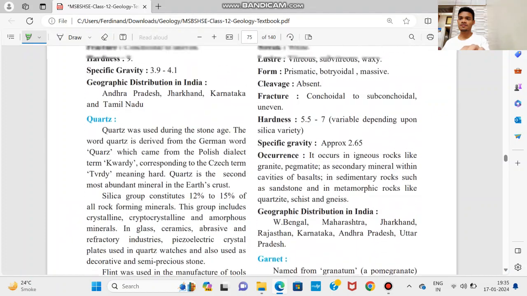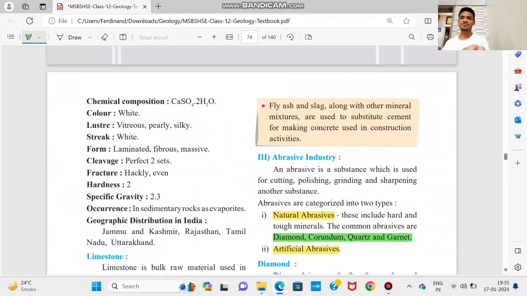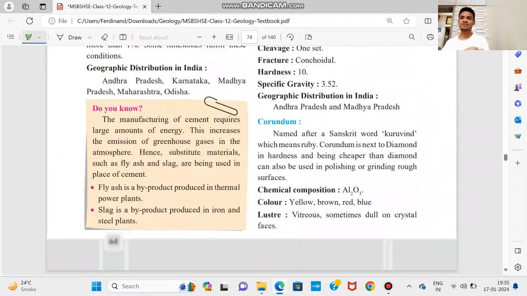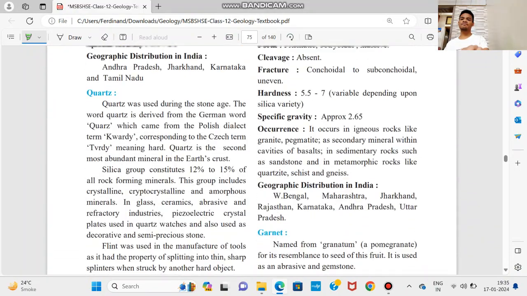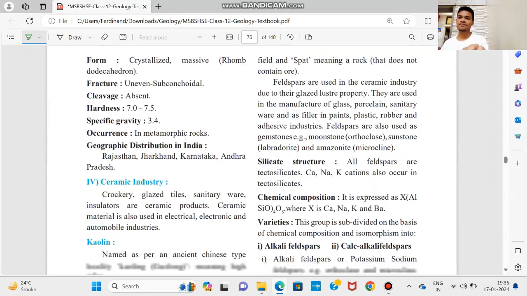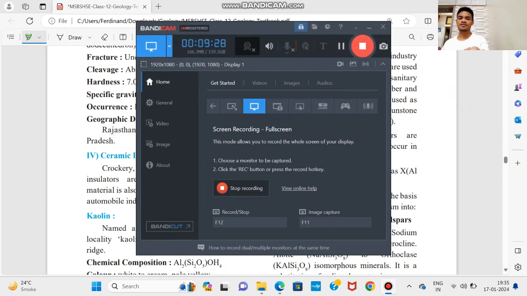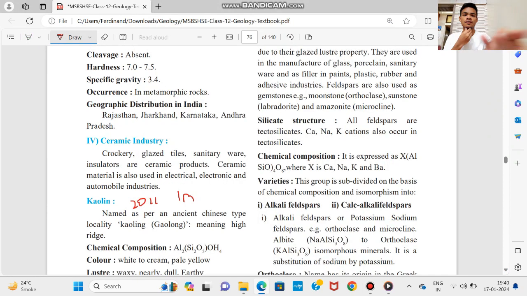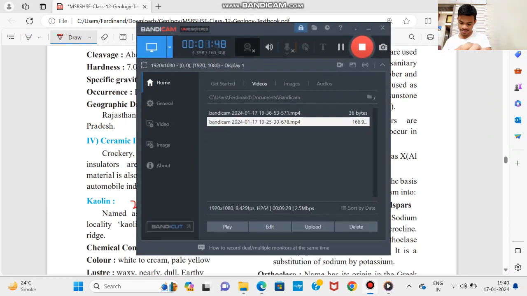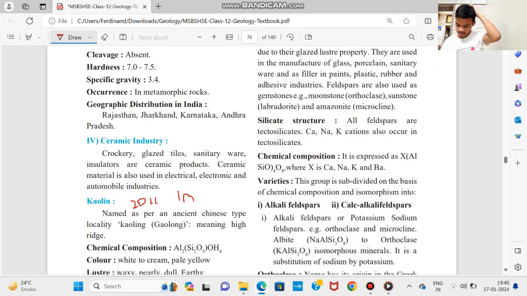Okay, next you move on. So this is all about your first. We finished with 2 industries over here, that is your cement industry, gypsum and limestone. Abrasive is diamond, corundum, and you have quartz, you have garnet. Okay, next we move on to our next industry, that is our ceramic industry. Our first mineral is kaolin.